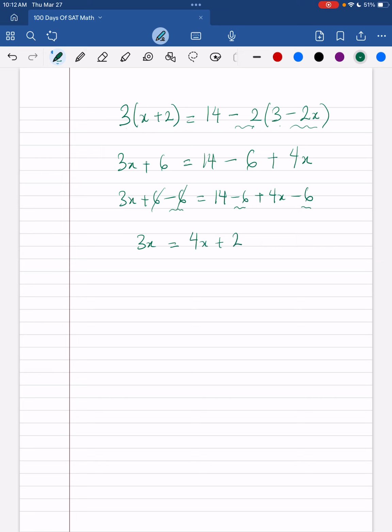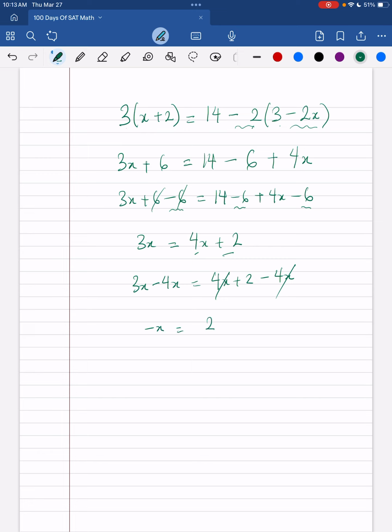Okay. Now we can further subtract 2 from both sides to undo the addition of this 2. But what we can do here now is, instead of subtracting 2 from both sides, we can subtract 4x from both sides. So 3x minus 4x equals 4x plus 2 minus 4x. So instead of 2, we subtracted 4x from both sides to undo the addition of 4x here. So this cancels out here. 3x minus 4x is -x, which is equal to 2.